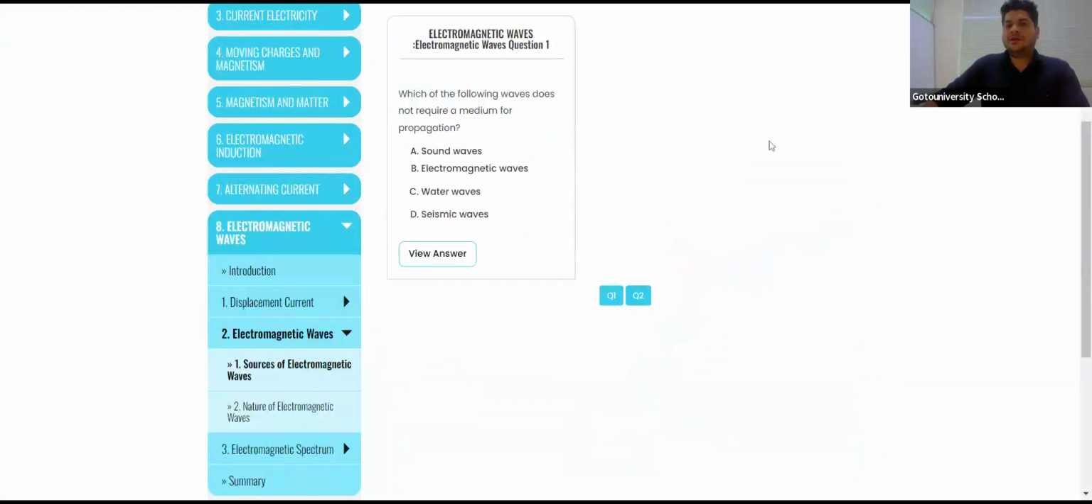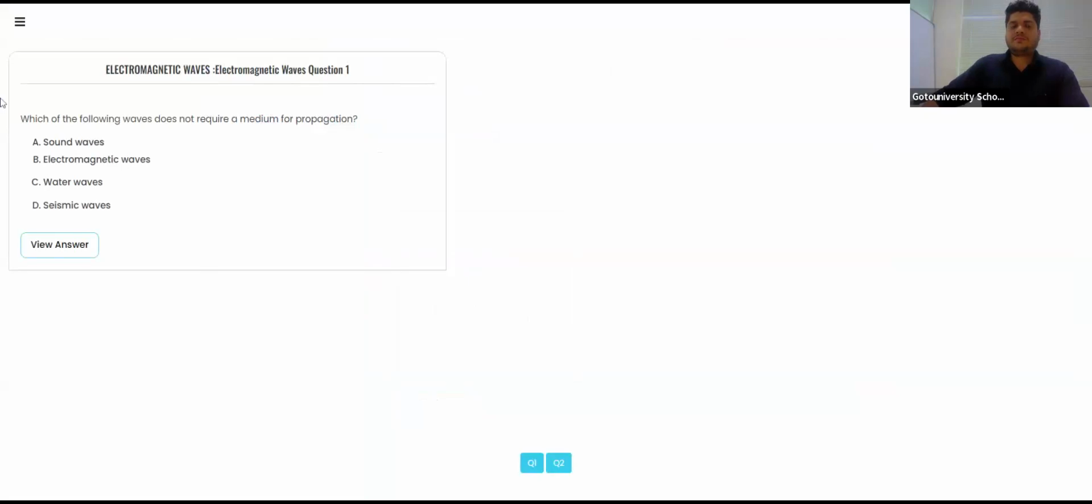Let's see some questions based on this. Which of the following waves does not require a medium for propagation? The options are sound wave, electromagnetic waves, water waves, or seismic waves. I repeat the question: which of the following waves does not require a material medium for propagation?